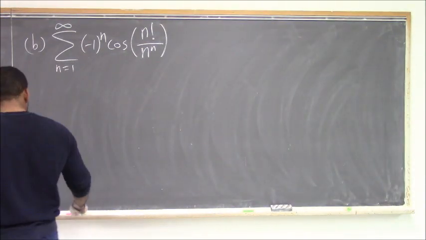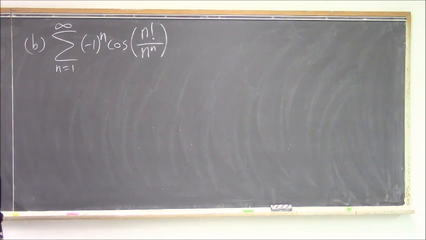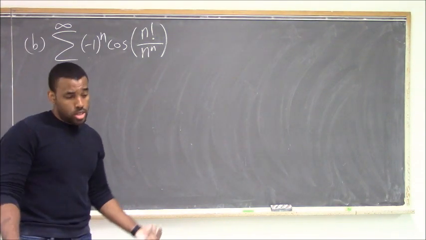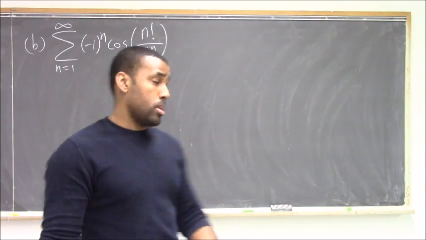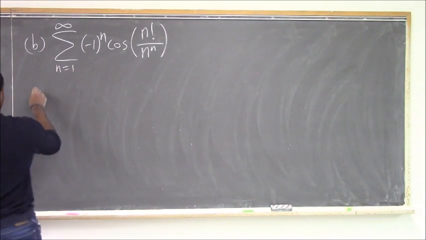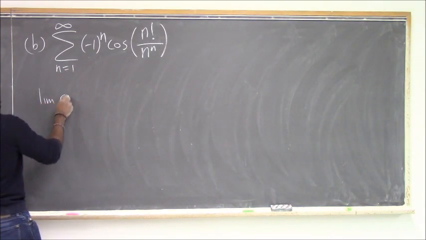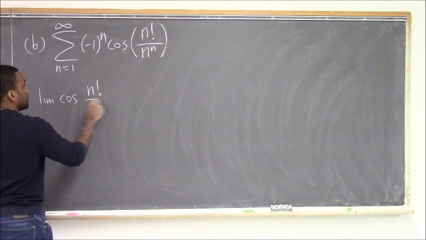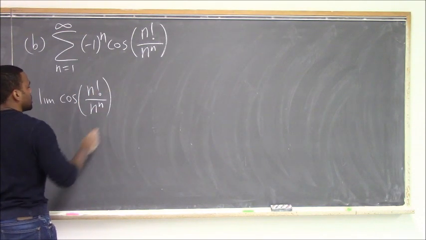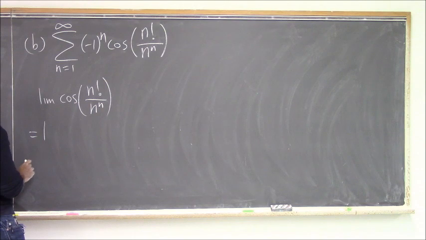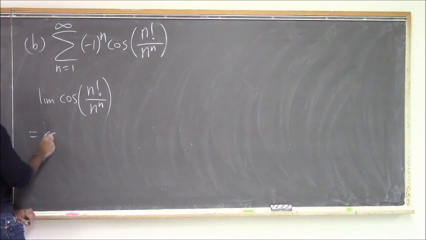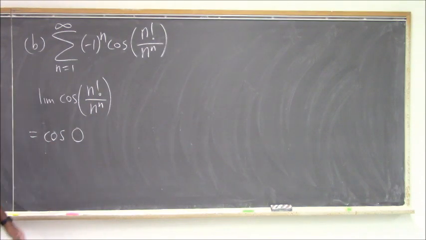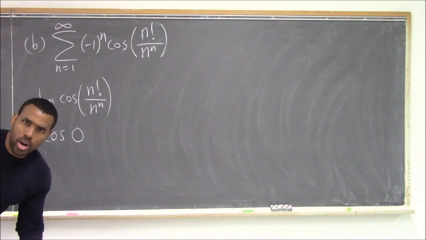So, how would we know, does this converge absolutely, conditionally, or diverge? Well, the first thing I'm going to do is check the test for divergence. Note, if I look at the limit of cosine of this, you should realize I don't need the limit, that's going to be cosine of 0. Why is that cosine of 0?